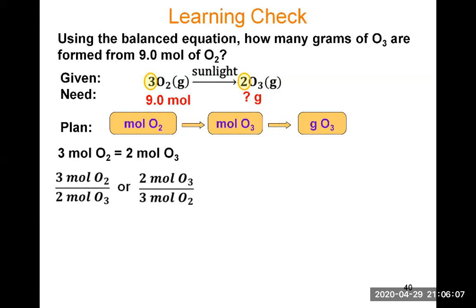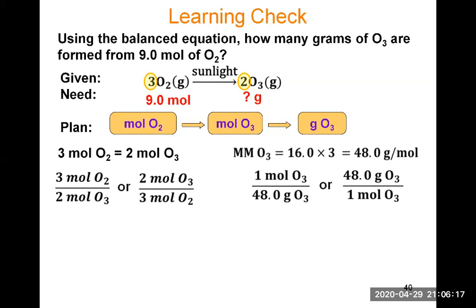And then the second conversion factor will change the moles of O3 to grams of O3 using the molar mass of O3. You get the molar mass of O3 by multiplying 16 grams times 3 oxygens, and that's 48.0 grams per mole. And there are 2 conversion factors out of that. So now let's put this all together and do the calculation. Notice here, we need only 2 conversion factors because we started with moles already.